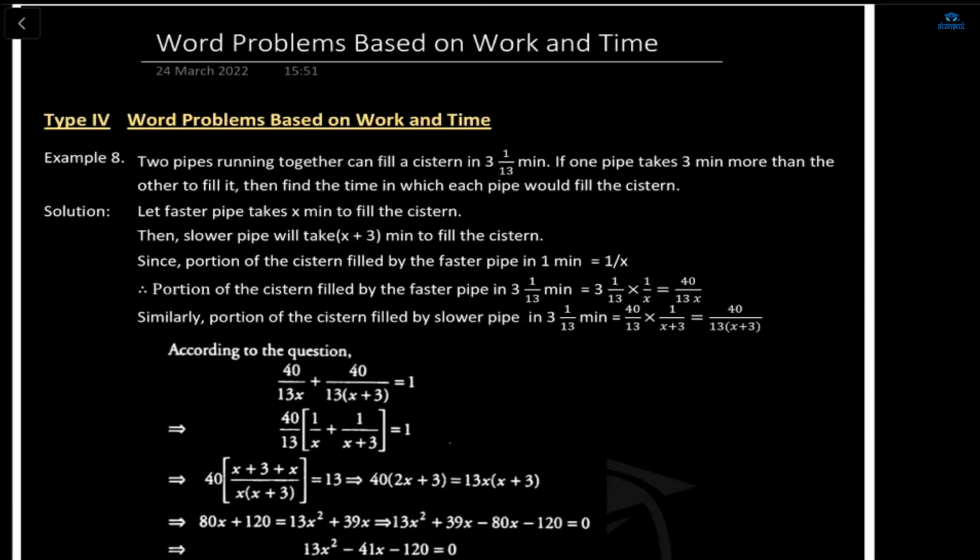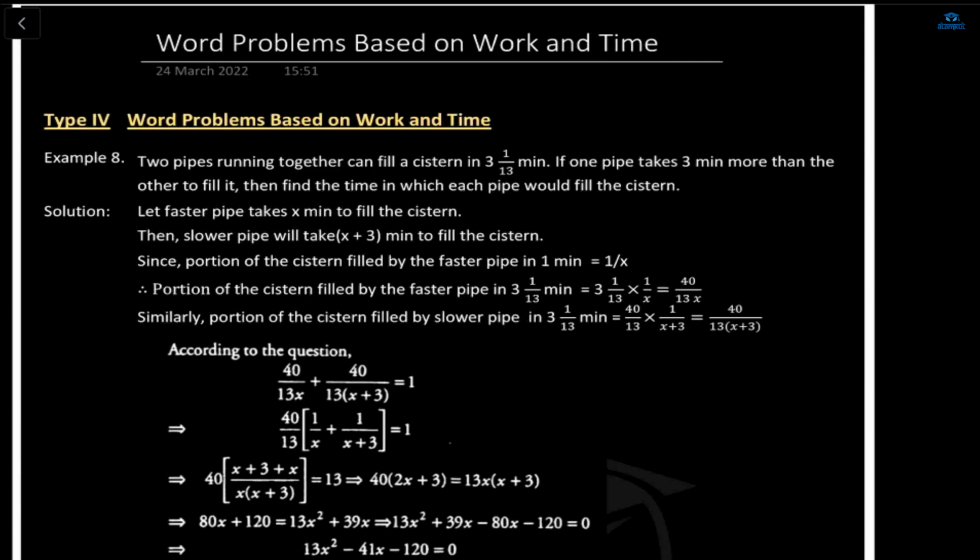Now, the two pipes running together fill the cistern in 3 1/13 minutes, so this is the equation here. Now how will it be formed? One pipe takes 3 minutes more than the other to fill it. Then find the time in which each pipe will fill the cistern. Again, with respect to time, it is the same.